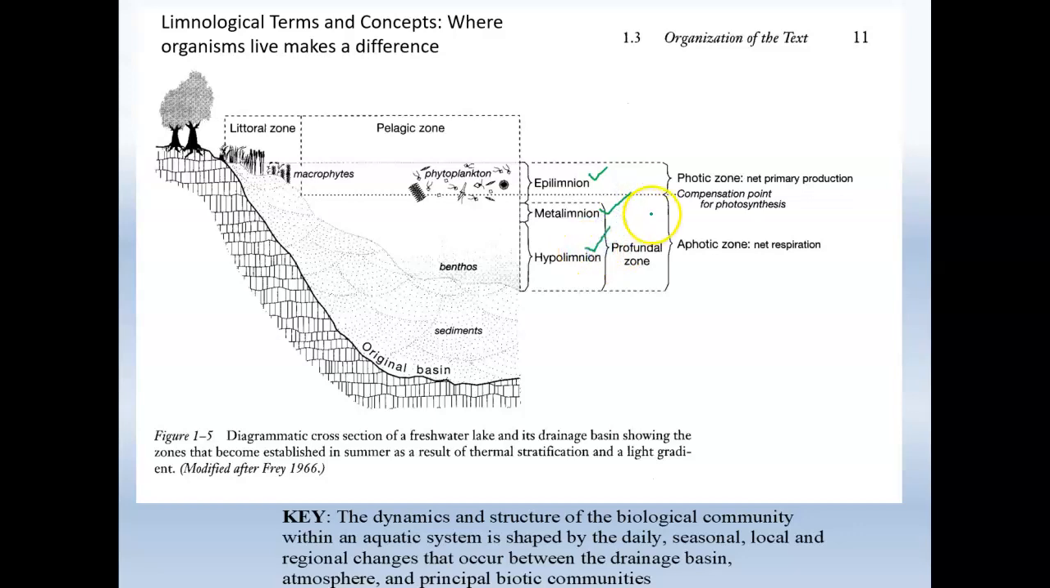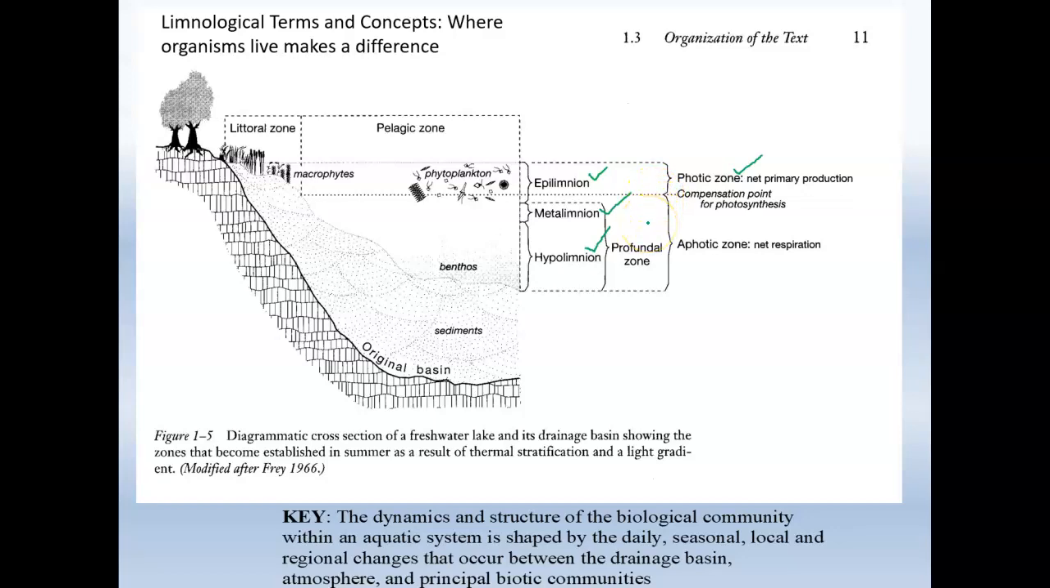And so the epilimnion is considered to be the area that's going to be involved in the photic zone. Photic zone is where you have enough light penetration through the surface where phytoplankton and floating plants can conduct enough photosynthesis where the oxygen produced equals or exceeds the oxygen consumed. And that point where it's one-to-one is called the compensation point for photosynthesis.